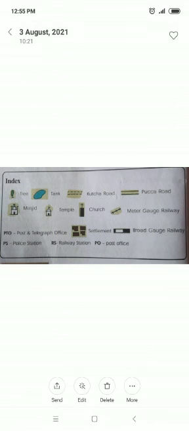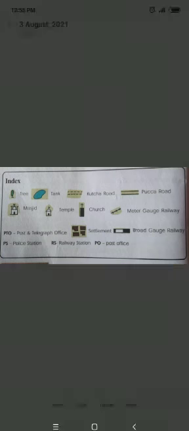PTO. This symbol is used to represent a post and telegraph office. Settlement. This symbol is used to represent a settlement. Broad gauge railway. This symbol is used to represent a broad gauge railway. PS. This symbol is used to represent a police station. RS. This symbol is used to represent a railway station. PO, post office. This symbol is used to represent a post office. Okay, very good, children.